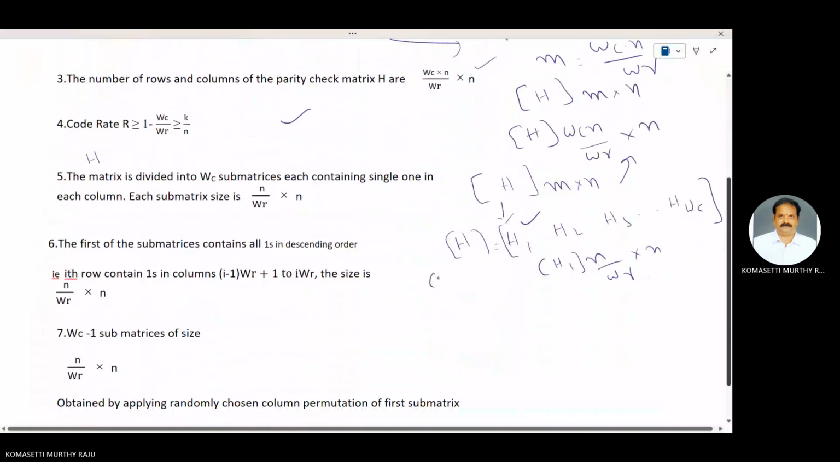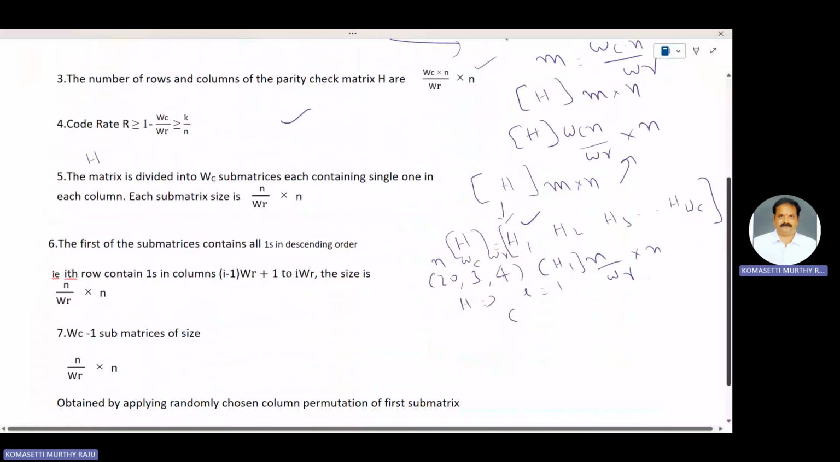Suppose, for example, N is 20, the block length, WC is 3, and WR is 4. WC is greater than or equal to 3, WR is greater than or equal to WC, 4 is greater than 3. Okay. First, for the first row of H, I is equal to 1.